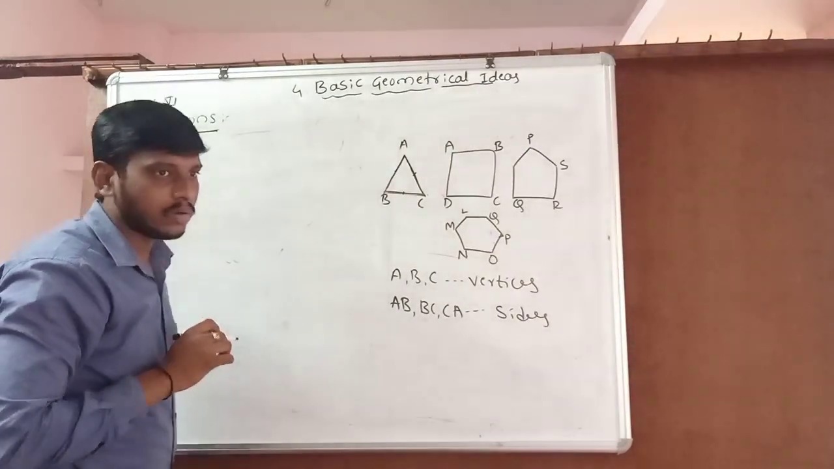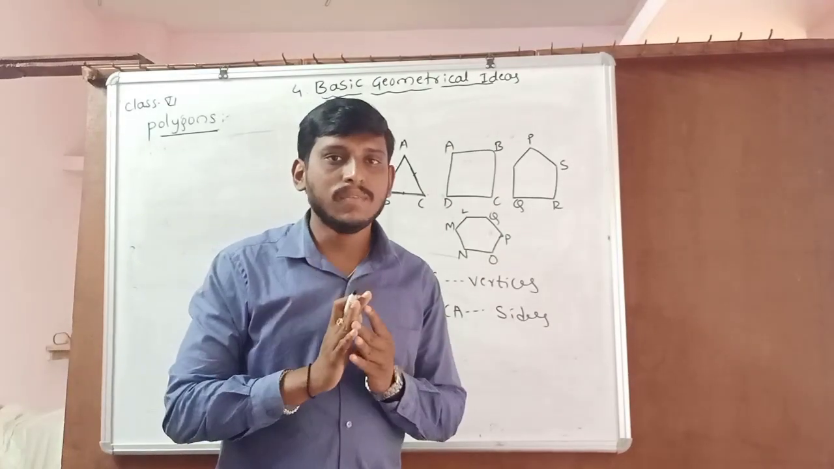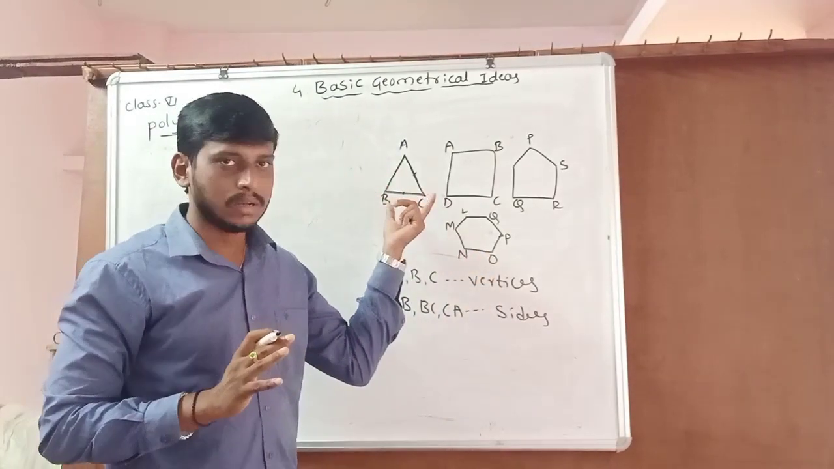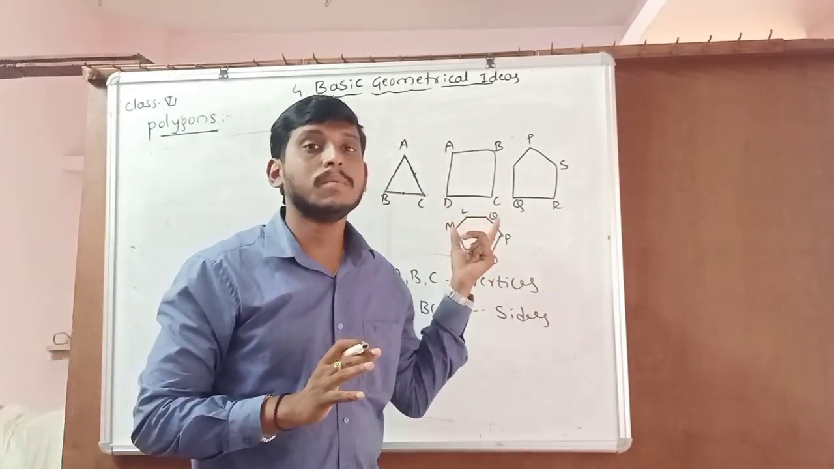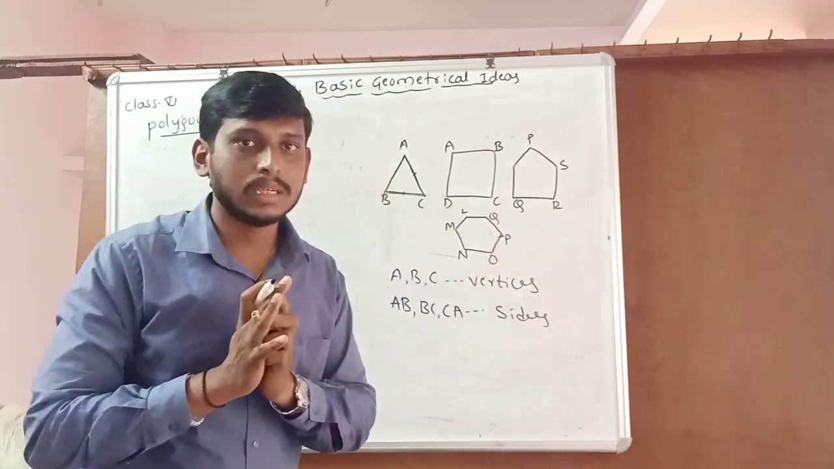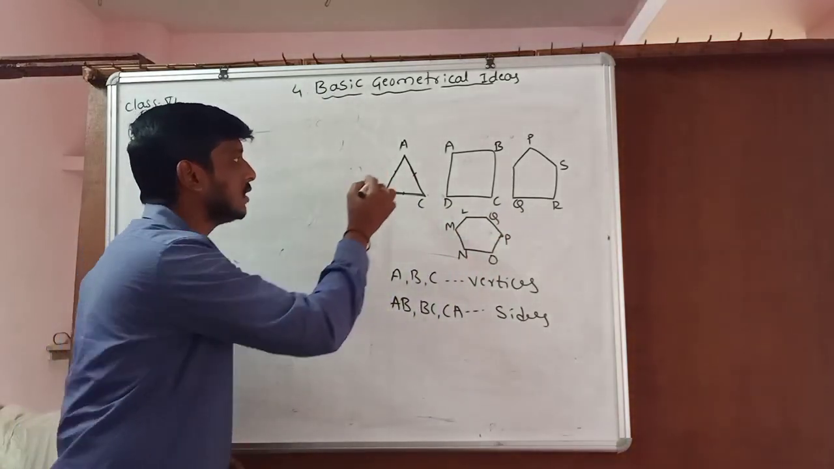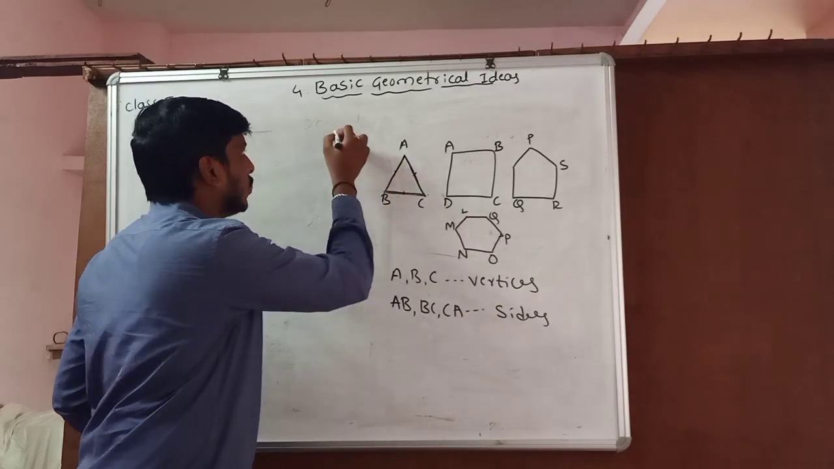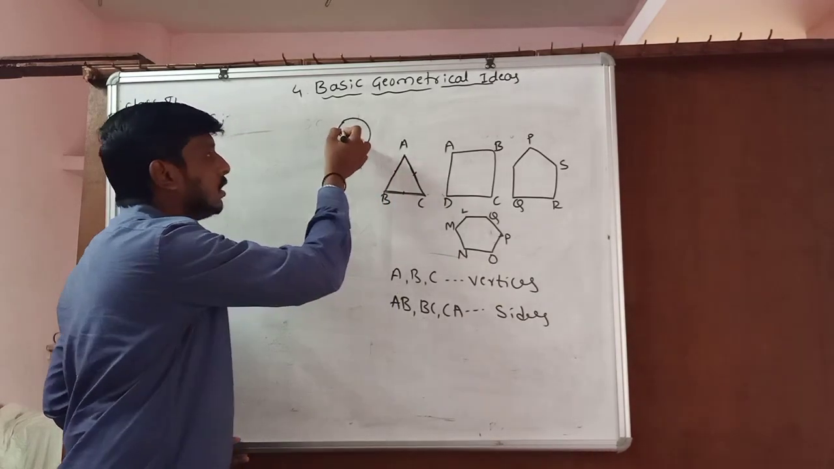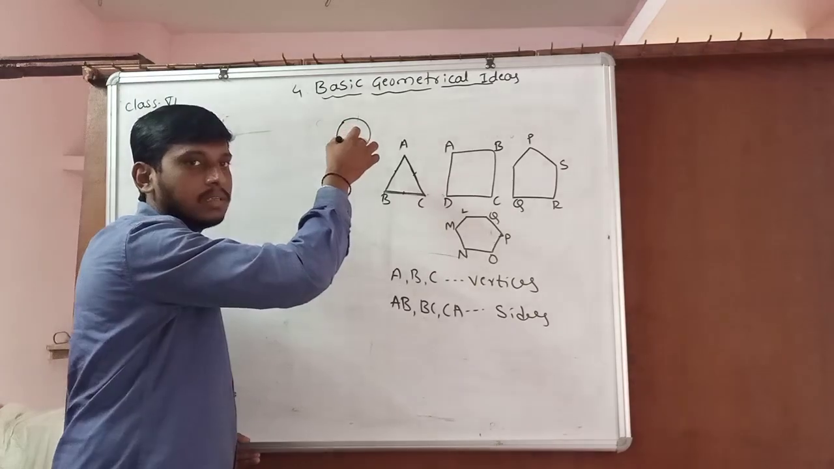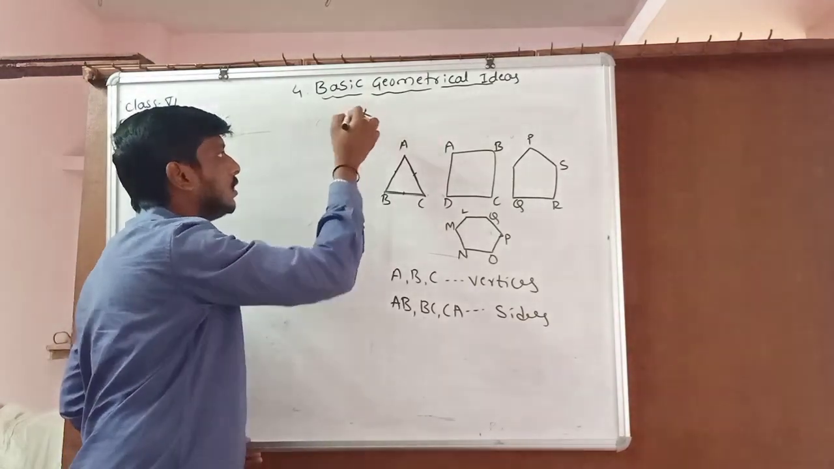Polygons. What do you mean by polygons? A geometrical figure made up of only line segments is called a polygon. See, this is a line segment, so is it a polygon? No. Here it is not a line segment, so that's why we can't say it is a polygon.